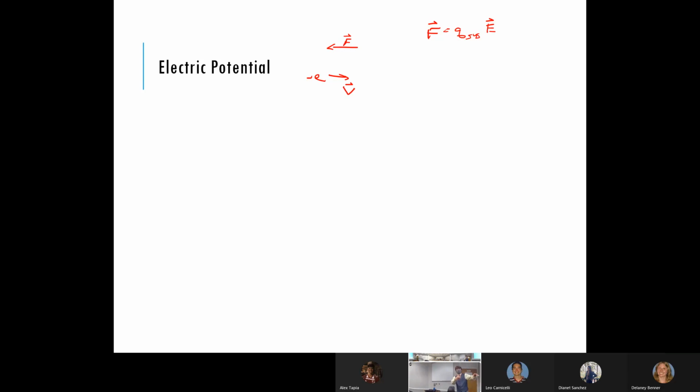If the system is a negative charge, the force and the electric field are anti-parallel. That negative sign from the charge of the electron means that the electric field is exactly in the opposite direction as the force.